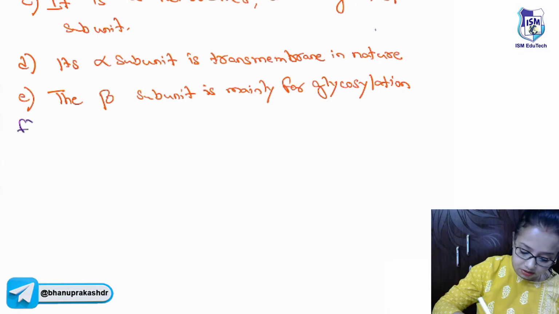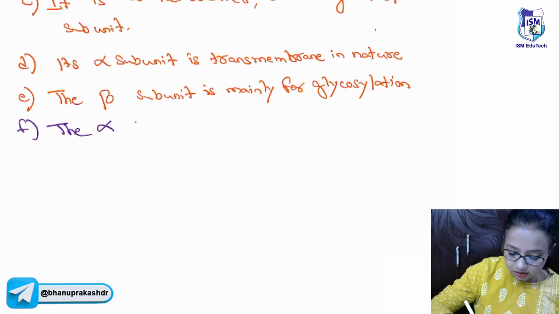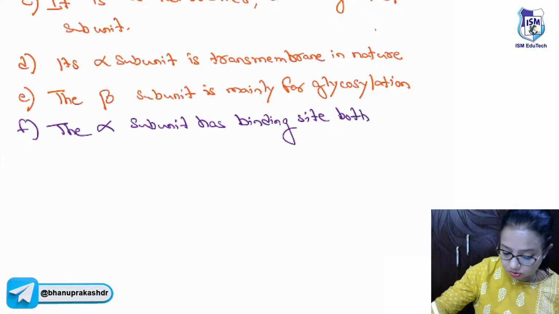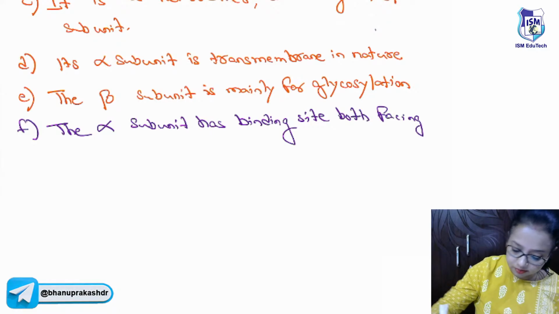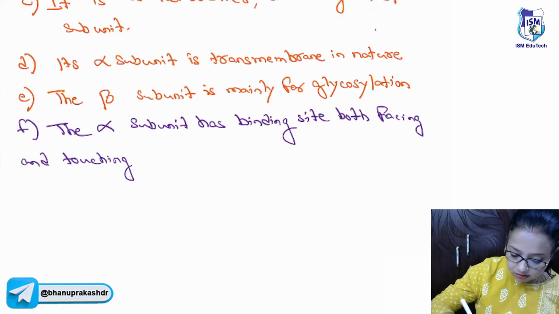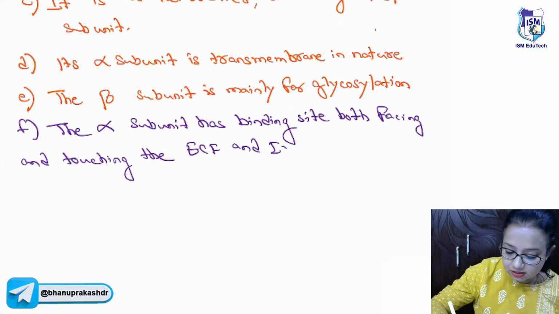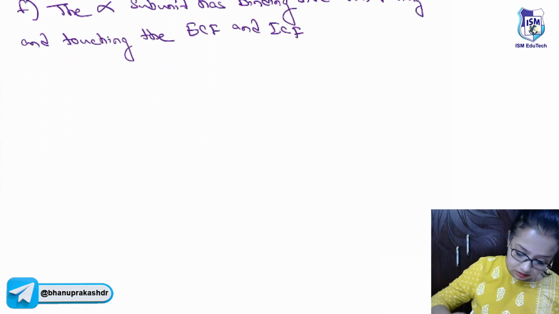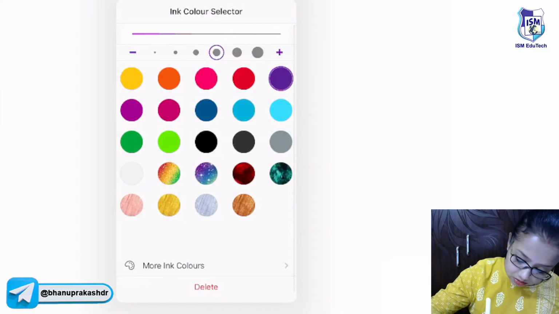The alpha subunit has binding sites both facing and touching the ECF and ICF. So now with this diagram, we will understand what the configuration actually looks like.